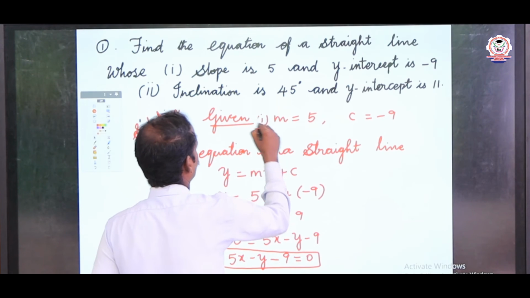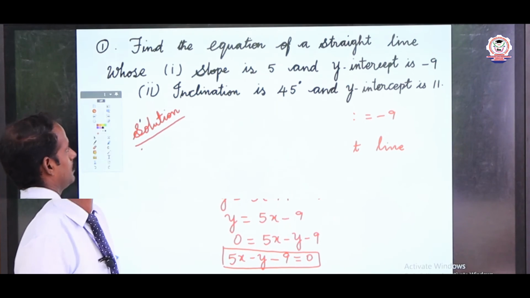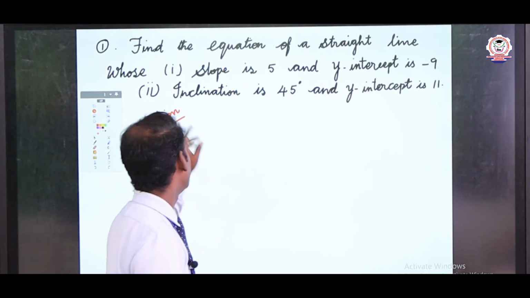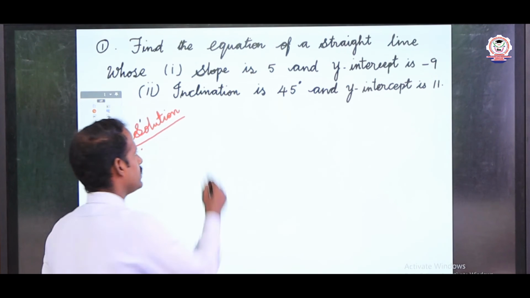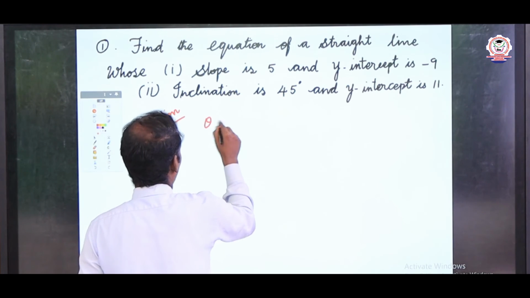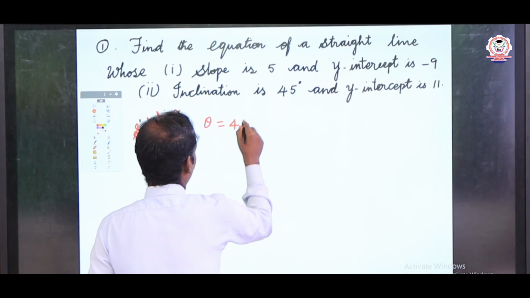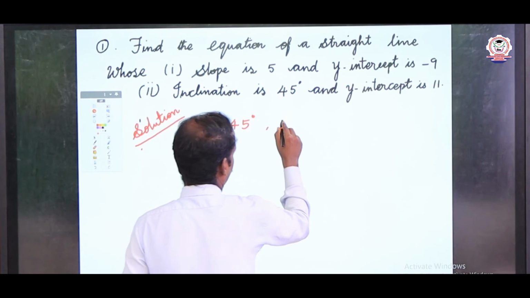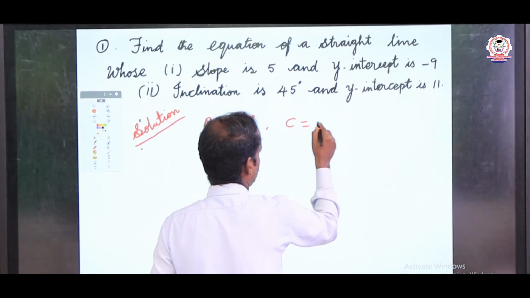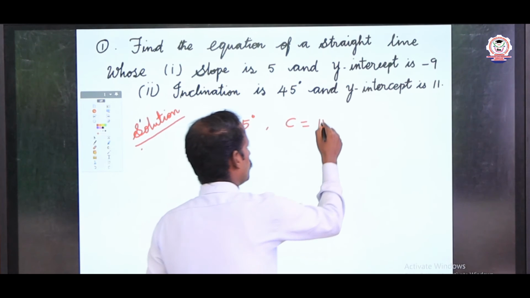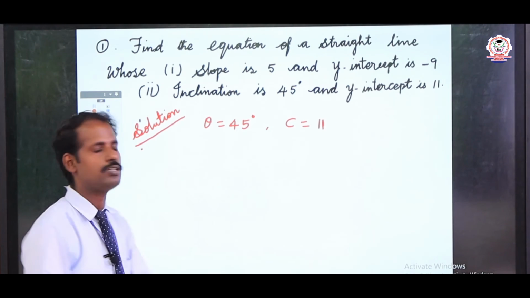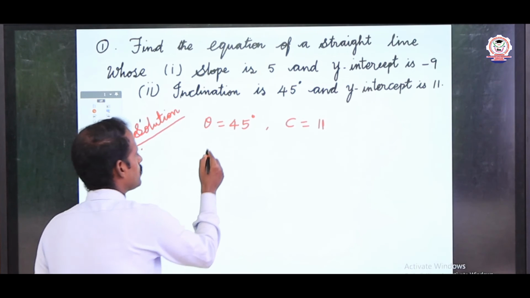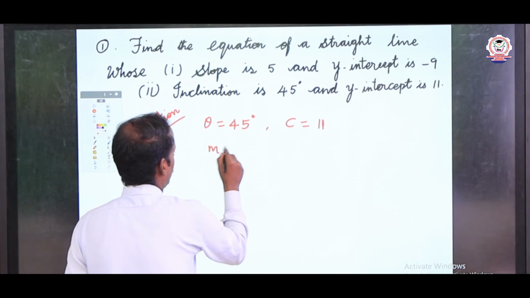Now, the second sum. What is the second question? Inclination is 45 degrees. What is inclination? Here inclination is theta. So the theta value is 45 degrees and y-intercept is 11, meaning the c value is 11. Now we can find the slope. How to find the slope? Here the given value is theta, so we can use the formula m equal to tan theta.